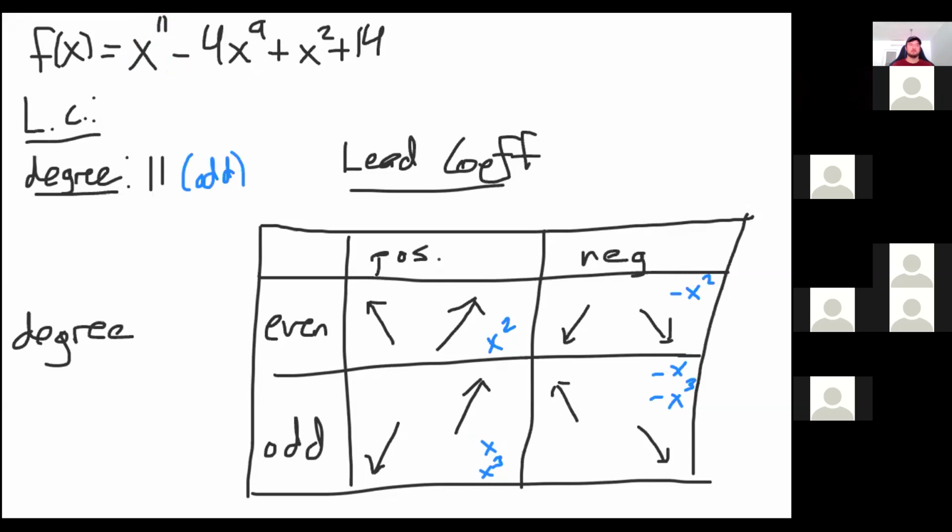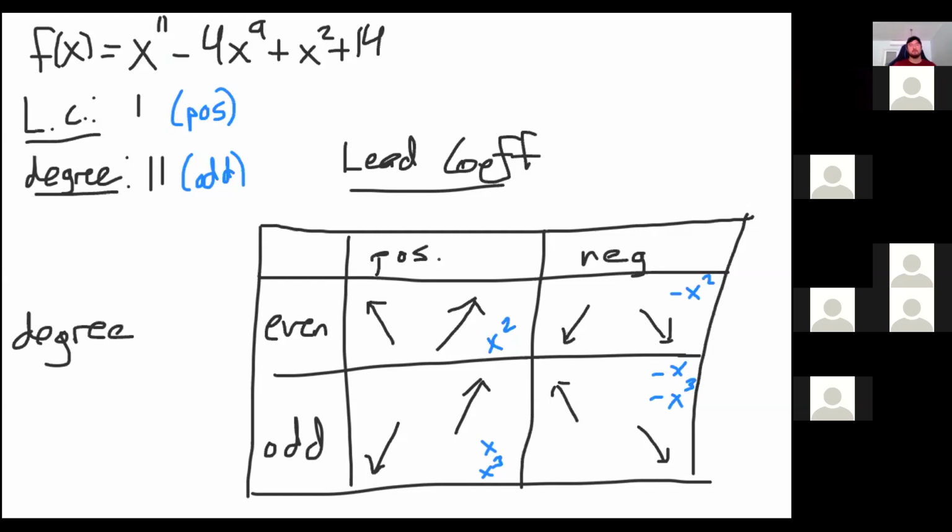And then the last question is, what is the leading coefficient? All I see is an x to the 11th. What's its leading coefficient? 1. Yeah, it's 1. If I don't see a number there, it means I'm just multiplying it by 1. So the leading coefficient is 1. And then we said when we're looking at leading coefficient, we just need to figure out whether this is positive or negative. Well, 1 is a positive number.